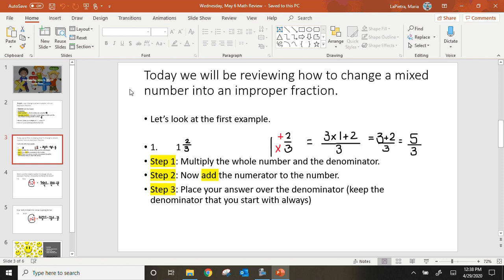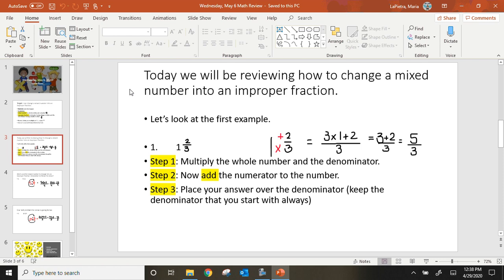The first step is to multiply the whole number and the denominator. The whole number is 1, your denominator is 3. 1 times 3. Step 2 is you're going to add the numerator to that number. So now you can see I've got 3 times 1 plus 2. Then step 3 is you take that number, 3 times 1 plus 2, which is 5, and you put it over the denominator.